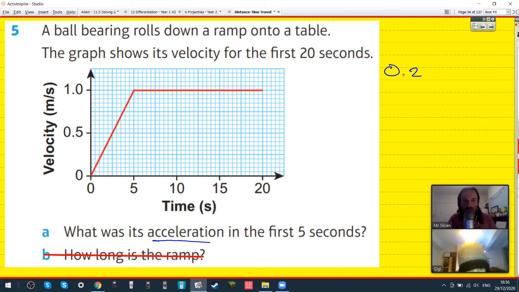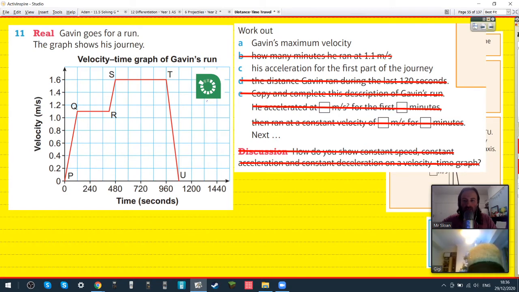And what is the unit? Meters per second, and they often write it as meters per second squared. It means after 1 second, the velocity is 0.2. After 2 seconds, 0.4, 3 seconds, 0.6, and so on, until 5 seconds, 1.0. That's the rate at which the velocity is increasing. Previously we were looking at distance time, now it's velocity time. Okay, let's try this one.